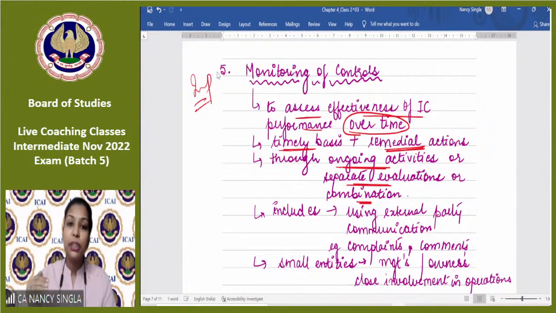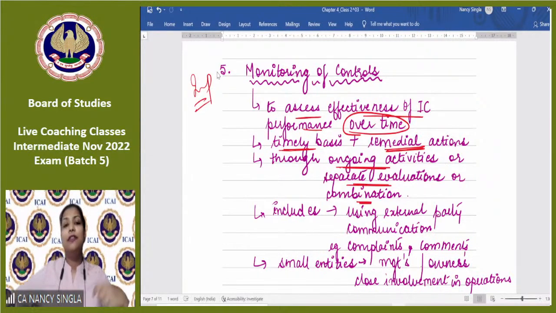When the concerned personnel is physically verifying the inventory, he may observe it. That is ongoing activity. Or, as a separate evaluation, after the physical verification has been done, management may obtain the reports of that process, and then it may go through the documents inspection. The management may do that, so it can be both ways.